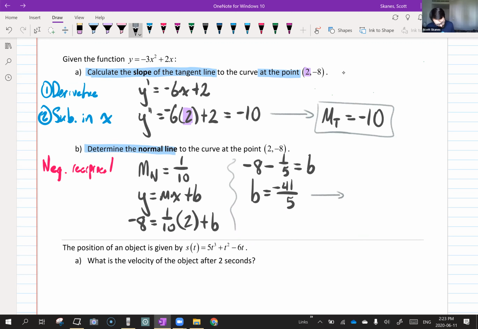Yeah, Mohammed, you got it. So our two important numbers are b and m. In this case, 1 over 10 x minus 41 over 5. M and b.